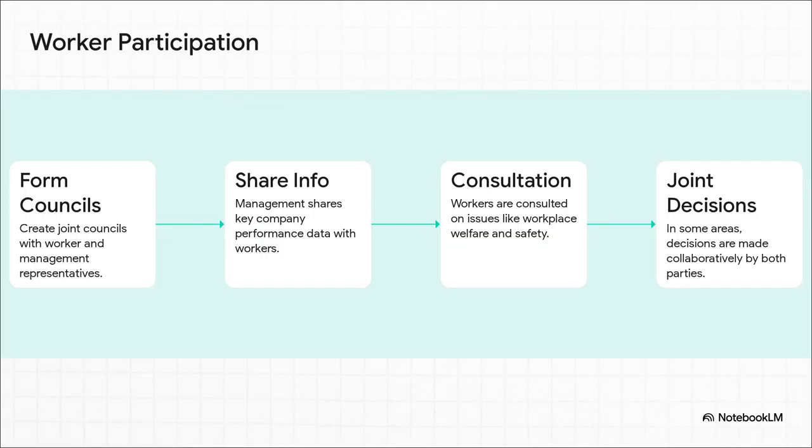Now, the system isn't just about handling fights. It also tries to build cooperation from the start, through something called workers' participation. And this is more than just a suggestion box by the water cooler. It's a structured path. It starts by creating joint councils with people from both sides. Then management shares key info about how the company is doing. After that, they actually consult workers on big topics, and in some cases, it can even lead to everyone making decisions together. It's a way to build teamwork right into the machine's design.